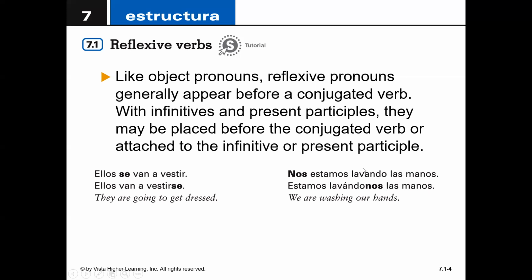The same happens with the progressive tense when you have a present participle. So you can put it before the conjugated estar. You can say nos estamos lavando las manos, or you can attach it to the present participle. Estamos lavándonos las manos. But remember, if you do attach it here, you have to put an accent over the vowel right next to the N. So it's always going to be an A or an E. And it's the one either right before the N or to the left of the N, however you want to remember that. That's only if you attach it to the end.